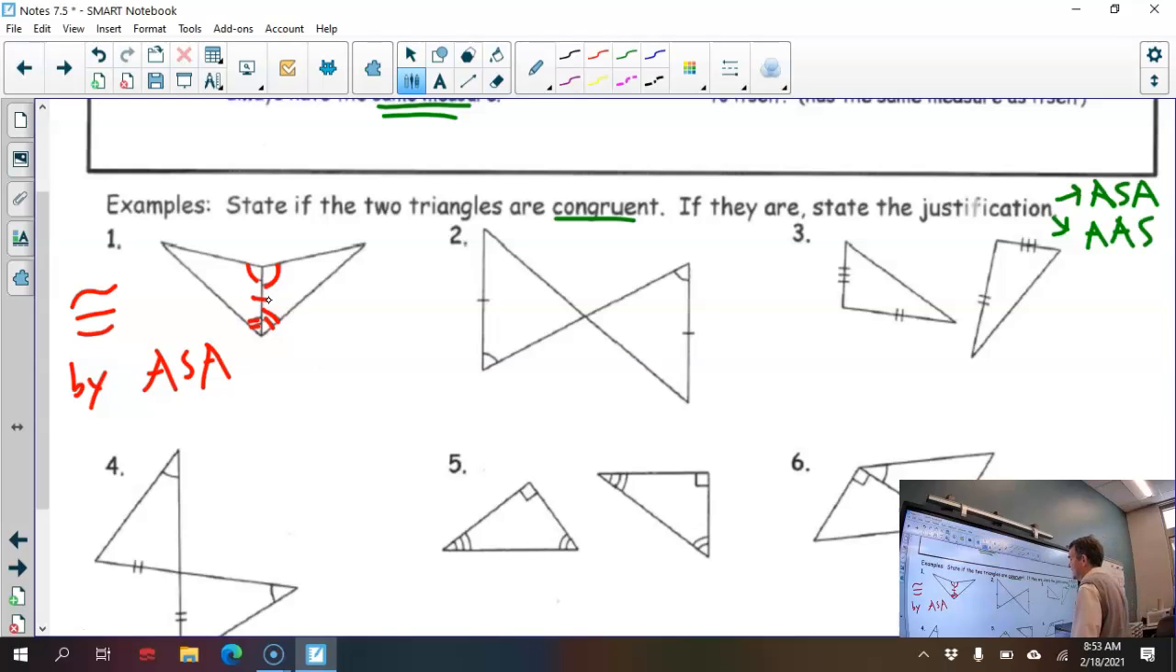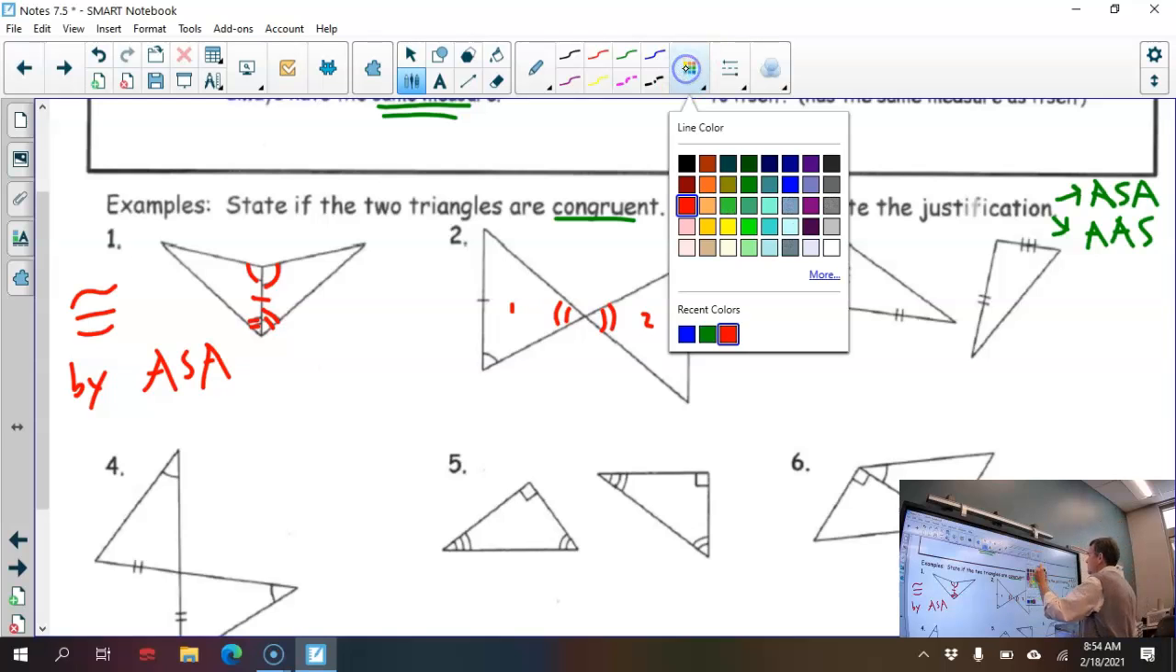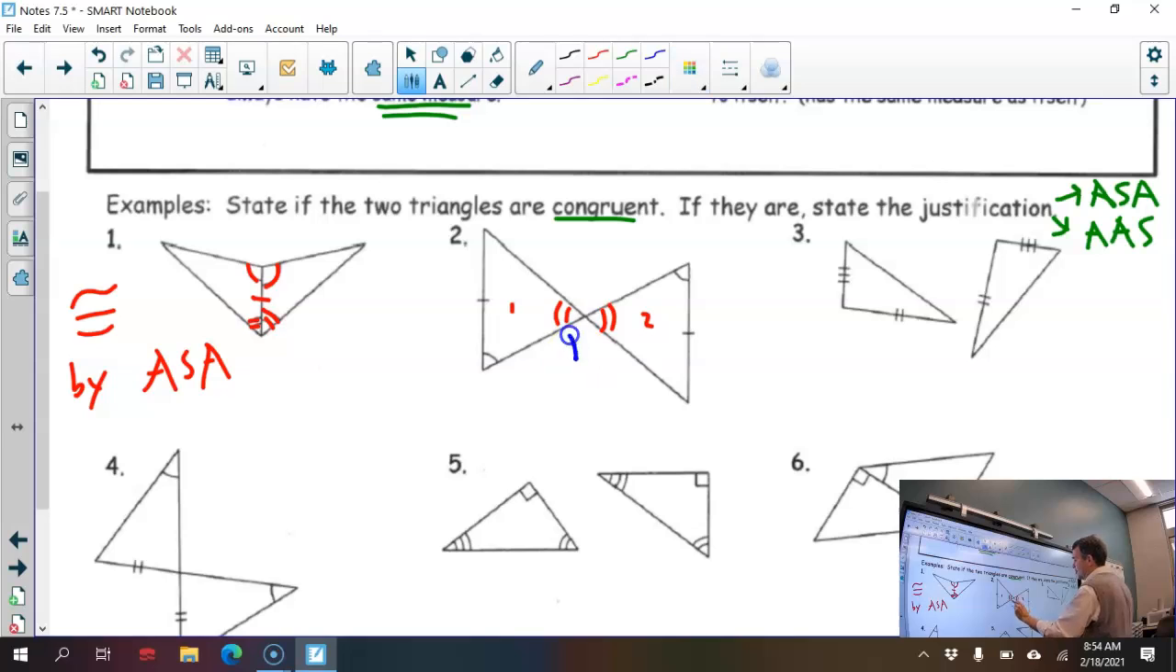Well, the first thing I see is, let's call this triangle 1 and this triangle 2. And in triangle 1, I believe this angle would equal this angle in triangle 2. How come? Well, they would equal each other because they are vertical angles. So therefore, do I have enough to say they're equal? I have an angle equal to an angle. I have another angle equal to another angle.